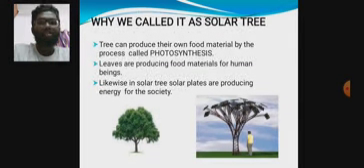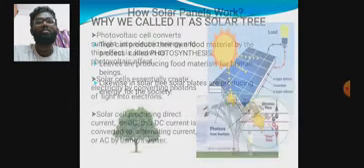Why do we call it a solar tree? Trees produce their own food material by a process called photosynthesis. Leaves are producing food materials for human beings. Likewise, in the solar tree, solar plates are producing energy for society.